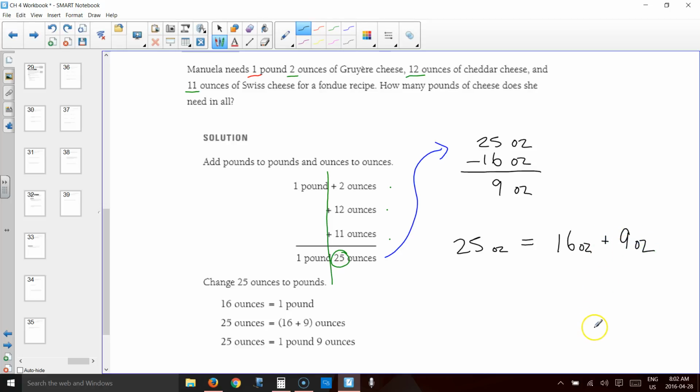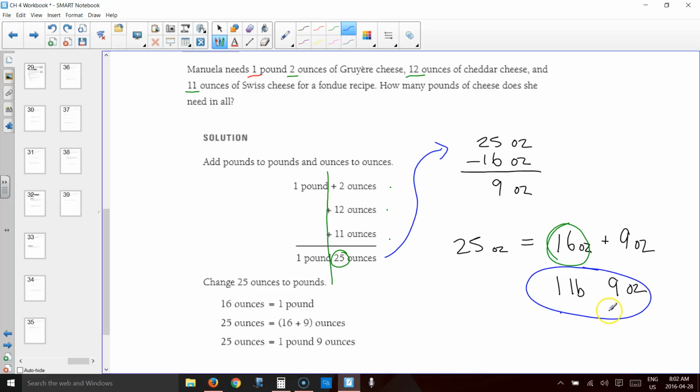16 plus 9 is 25. So we now know that this here is actually equivalent to 1 pound. Let's rewrite this as 1 pound, 9 ounces. Okay? So that's what 25 ounces is. It's actually 1 pound, 9 ounces. Let's bring that amount back into our story.